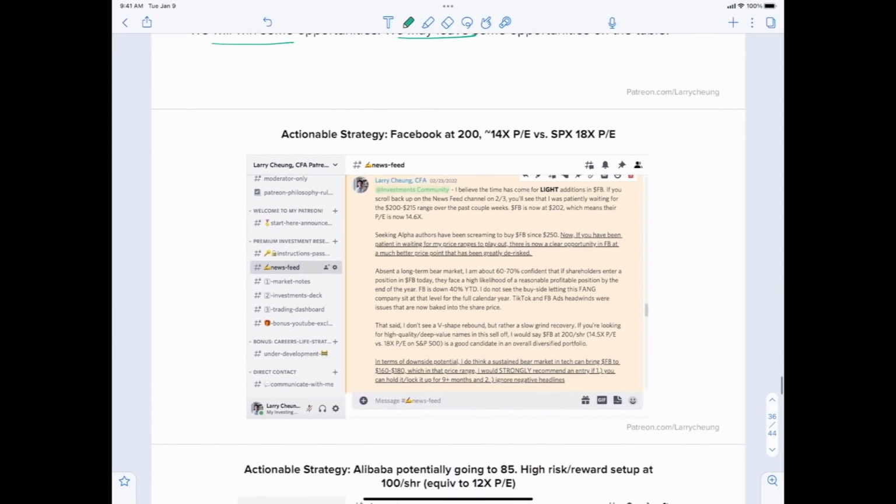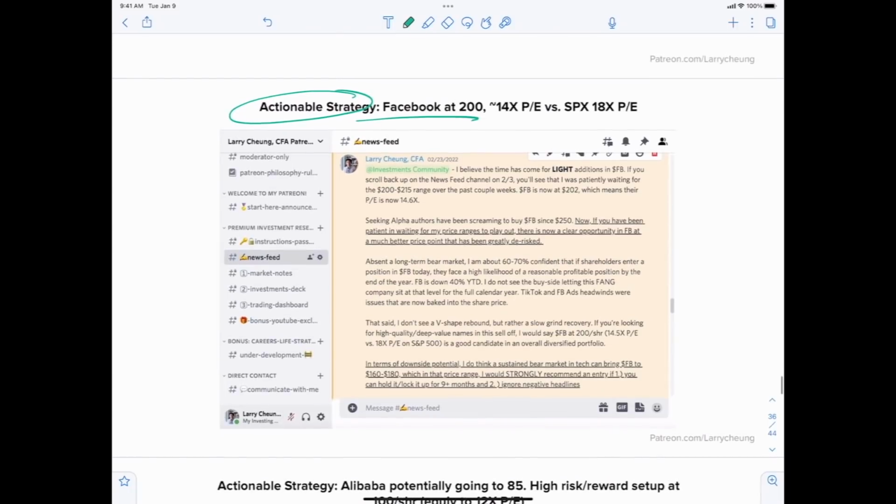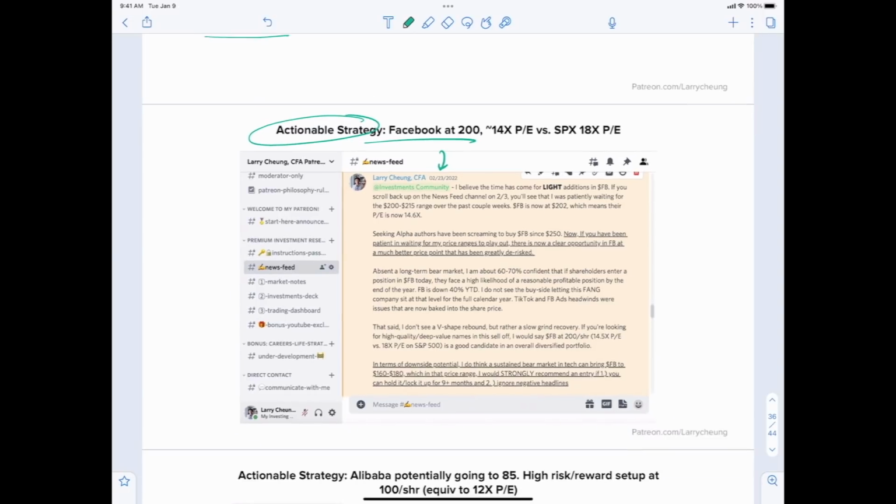We talked about actionable strategy on Facebook at $200 per share when it was trading at 14 times PE compared to the S&P at 18 times. We made that call in late February, and since then, Facebook has done very well. So congratulations to our members who were able to take advantage of that.